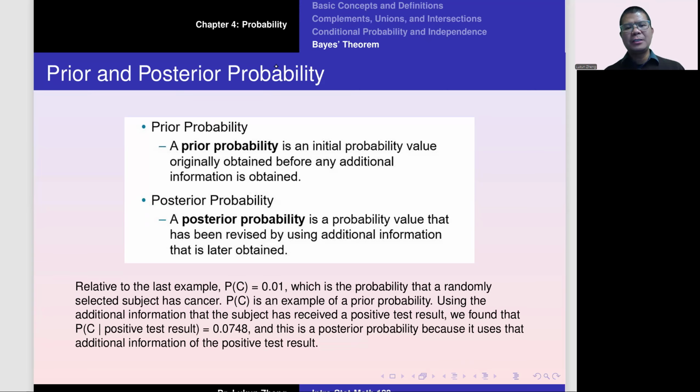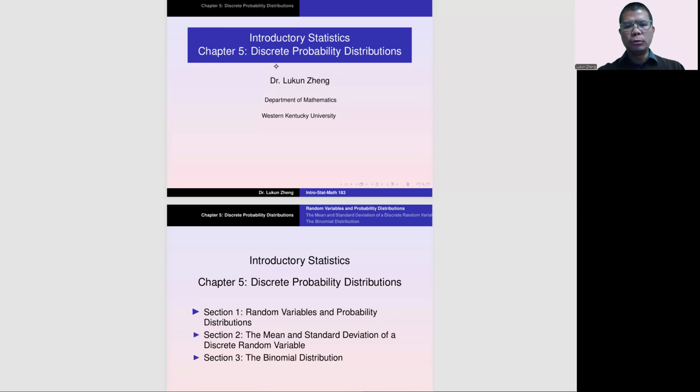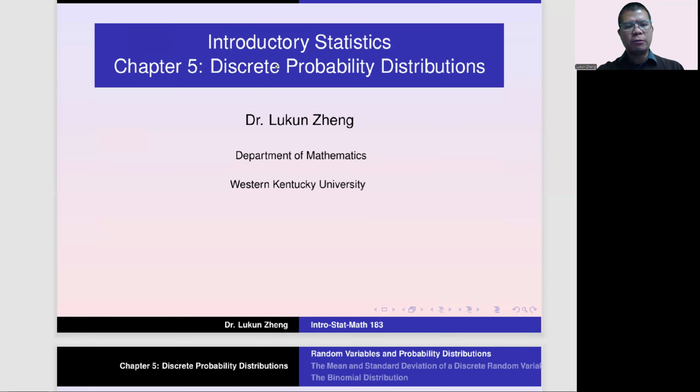So make sure that you understand what the law of probability is, what Bayes' theorem is, and how to use them. The table method or the formula, either way works. Okay, so that is section 4.4. Now let's move on to chapter 5.